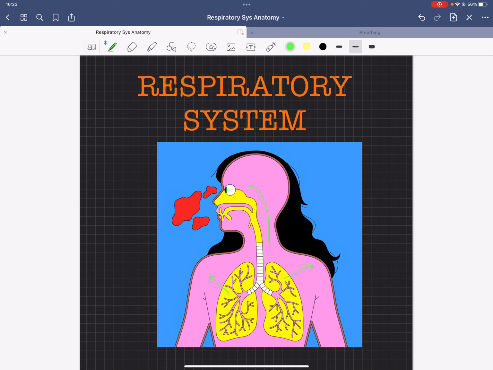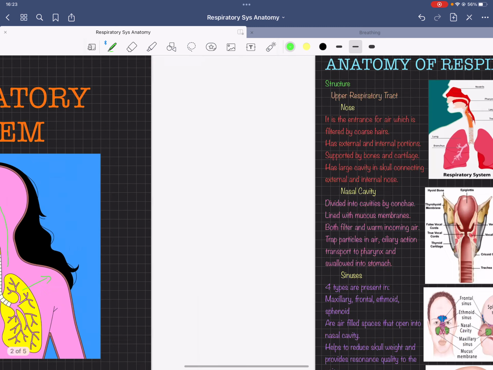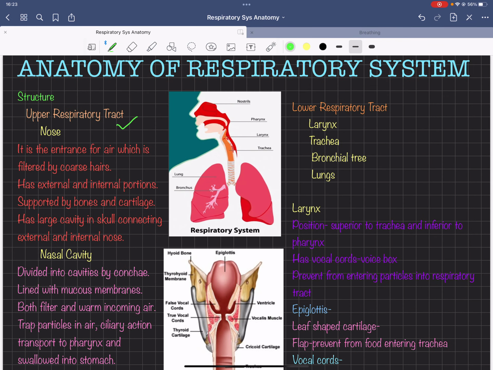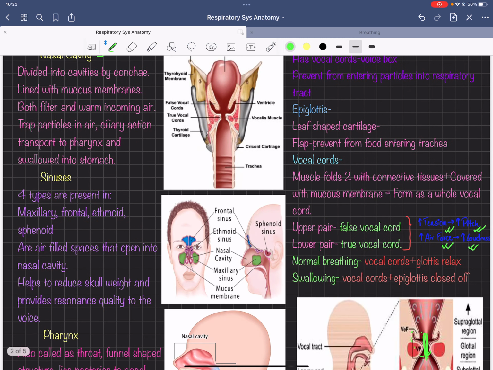So, what are the different structures involved in the respiratory system? They are categorized into the upper respiratory tract and the lower respiratory tract. Based on this, we can see that in the upper respiratory tract there are four structures: the nose, nasal cavity, sinuses, and pharynx.